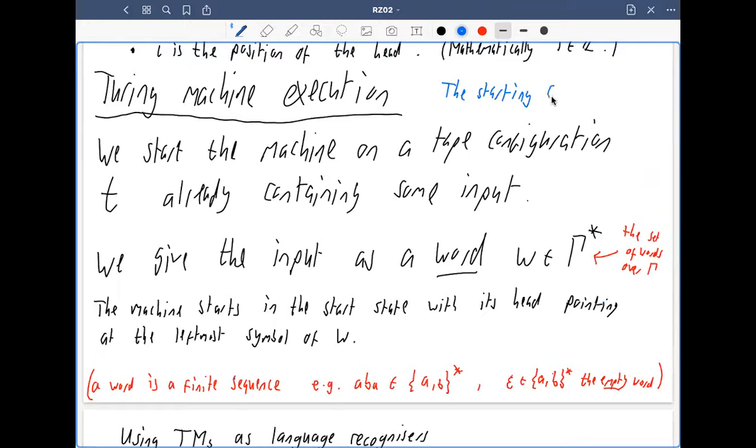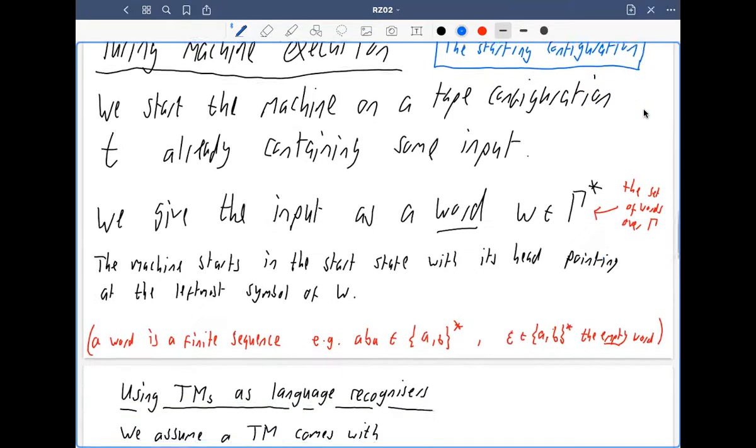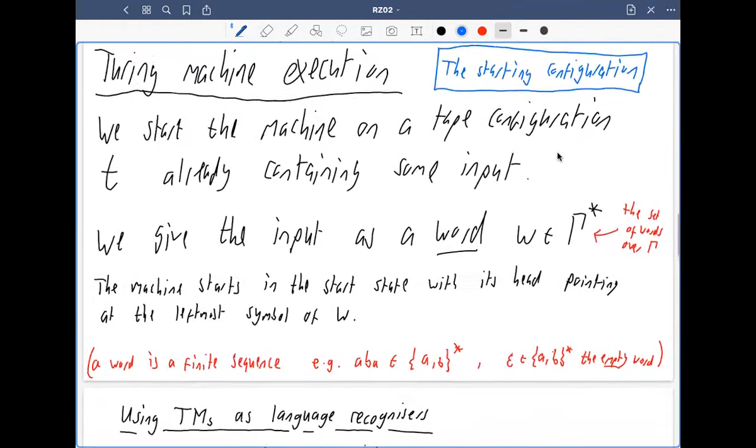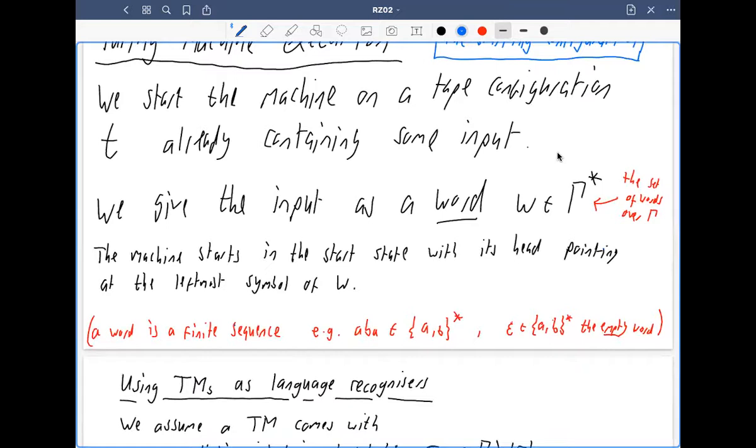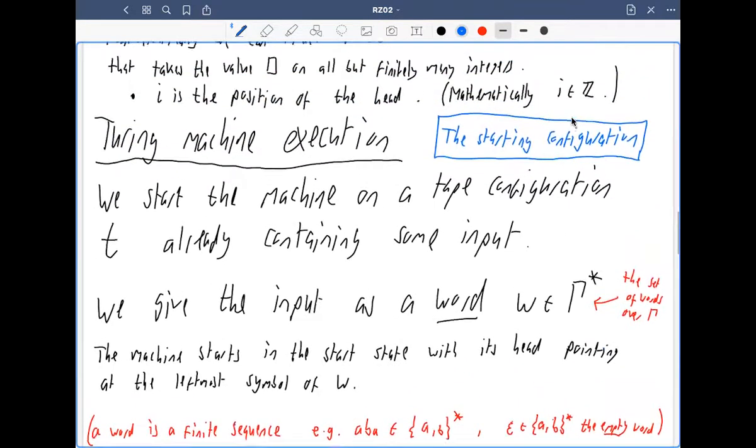Starting configuration. Just as well say start configuration. Once we know the start configuration, we know the rules for how to compute. We've seen the example. We'll see some more examples. You'll also be looking at this in the exercise class. So now we understand how the machine is going to operate and how we give it as input.